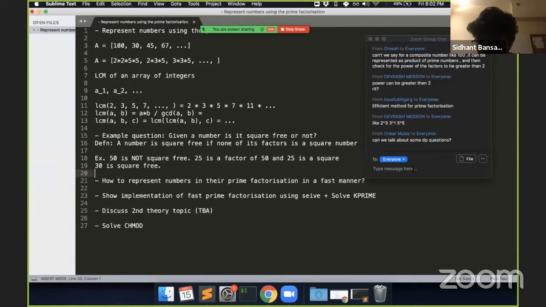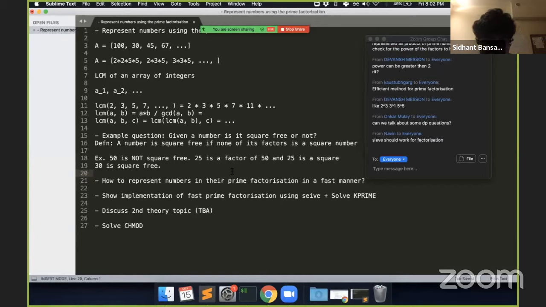Can we talk about some DP questions? Onkar, this is actually a number theory session, so I don't think we'll be discussing much DP. I think the DP session will probably be in the next week or something.